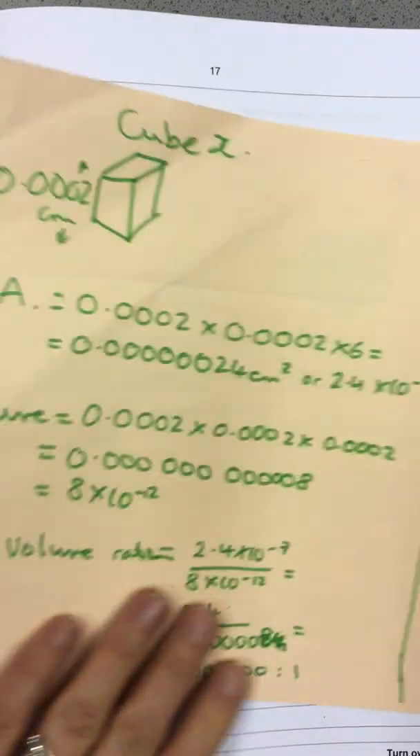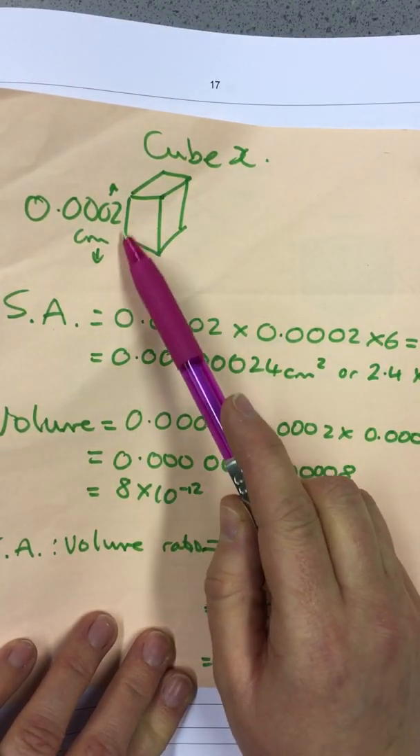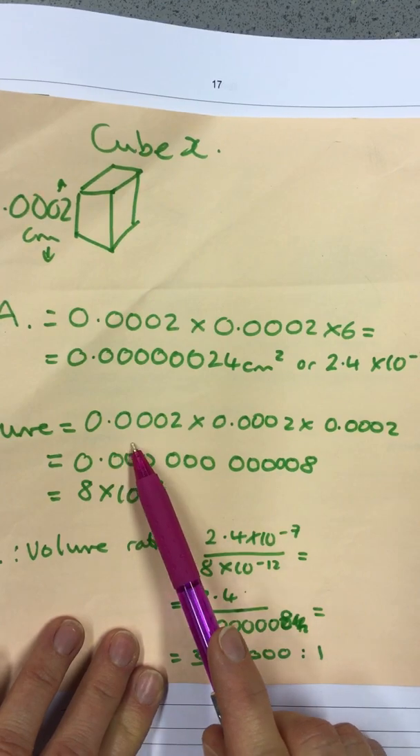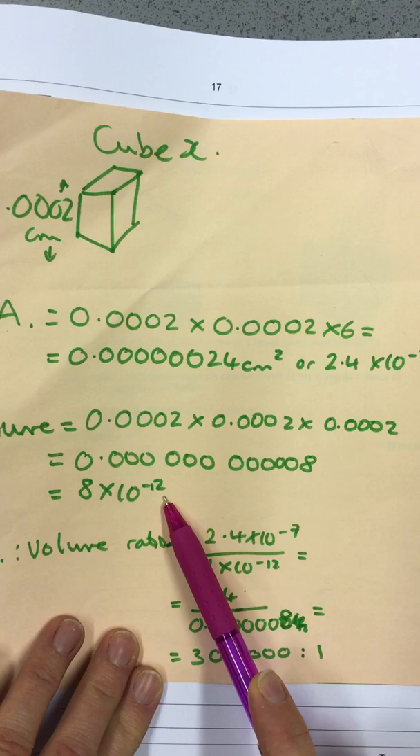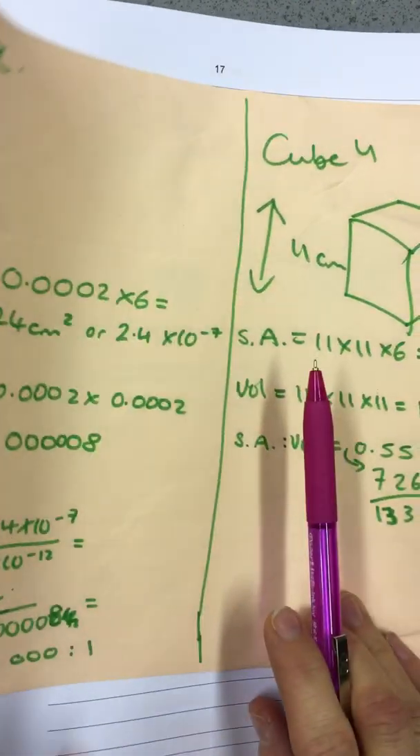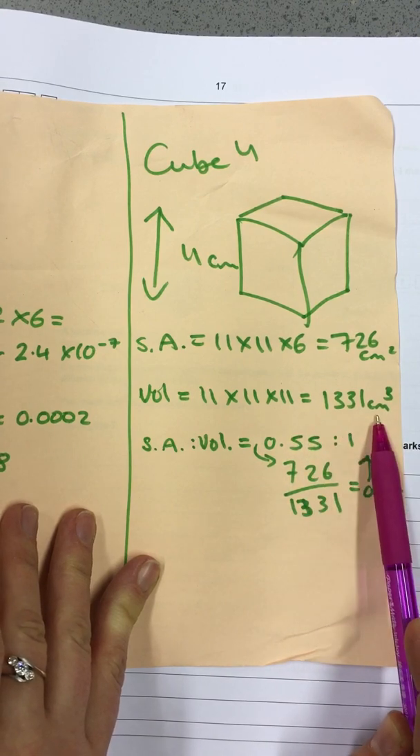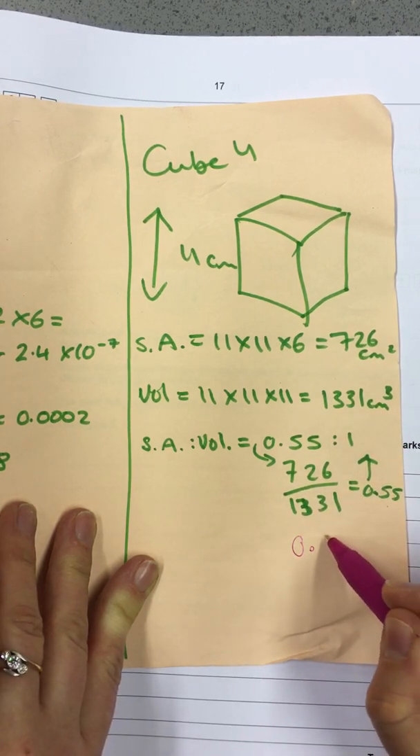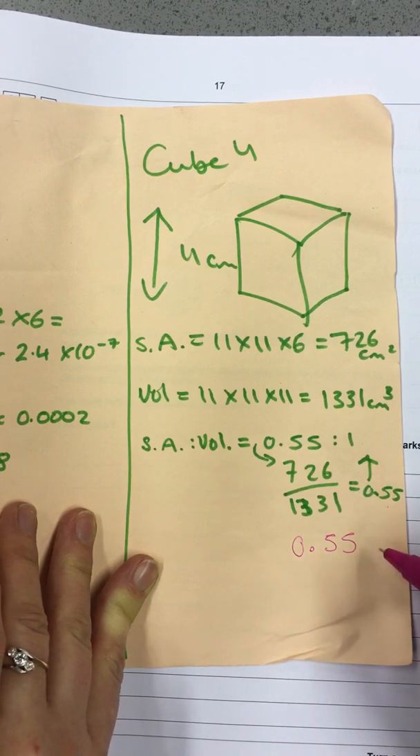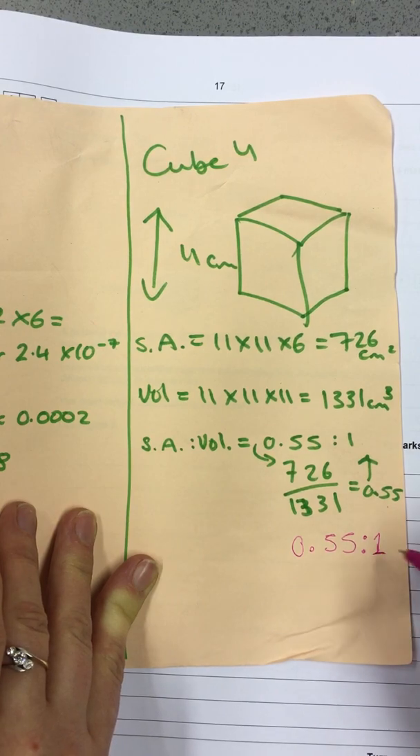To work out the volume of each, you have to do all the dimensions, so height times width times depth, so 0.2 cubed gives us 8 times 10 to the minus 12, tiny little number. The volume of the larger organism, 11 times 11 times 11, 1,331 centimetres cubed. We then divide the surface area by the volume for each of them, so we get 0.55 parts of surface area to each one part of volume.